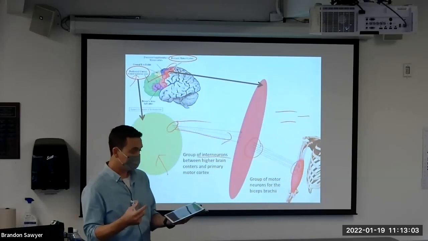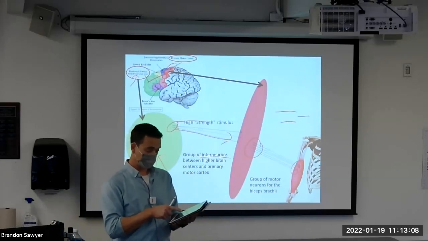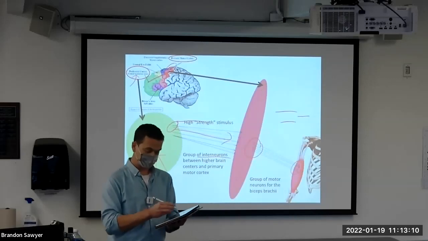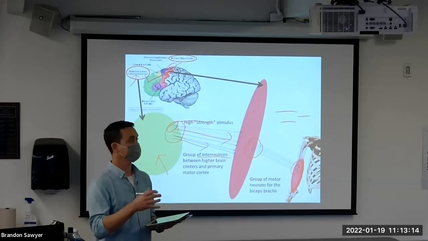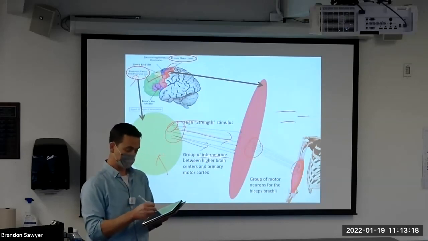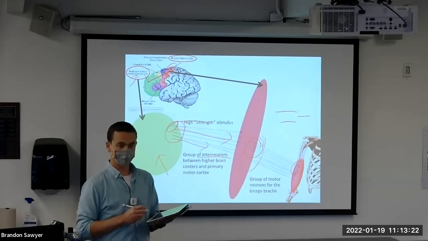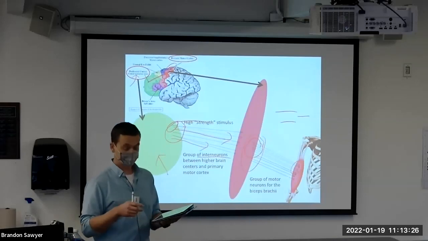Okay, then if we want to use that same muscle to produce a lot of force, then we're going to have a higher strength stimulus. So we're going to send input from more neurons in the conscious part of our brain back to the primary motor cortex, which is then going to activate a larger group of motor neurons. So we get more motor neurons, which means more motor units.